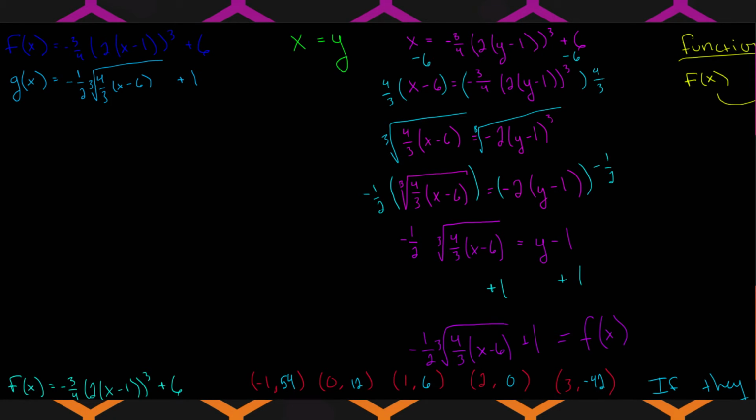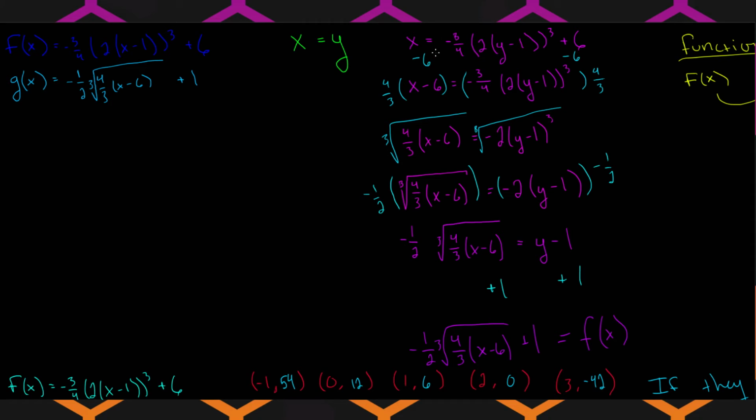So the first question I was given was to ask if f of x and g of x were inverse equations. So one way to do this is to switch the values of x and y. So in f of x, if you switch the value of x for y and solve for y, you should in theory get g of x. If you don't, the equations are not inverse of each other.